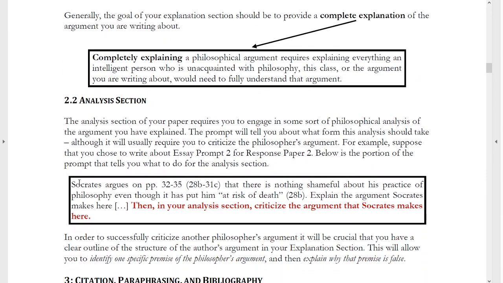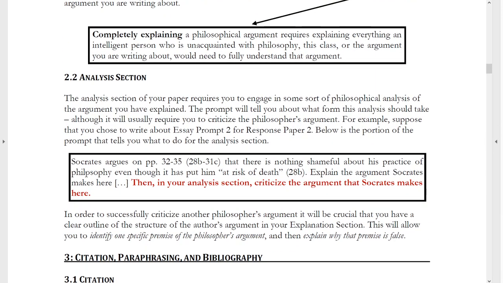So then we get to the analysis section. And notice in this prompt in particular it says, then in your analysis section, criticize the argument that Socrates makes here. Now I want to make a few comments on this. Usually the analysis section will require you to criticize the argument, but you might say, well, why is that the case? What if I agree with the argument? That's fine. I don't assume that anything you put down on paper in your response paper has to be a reflection of your actual beliefs.